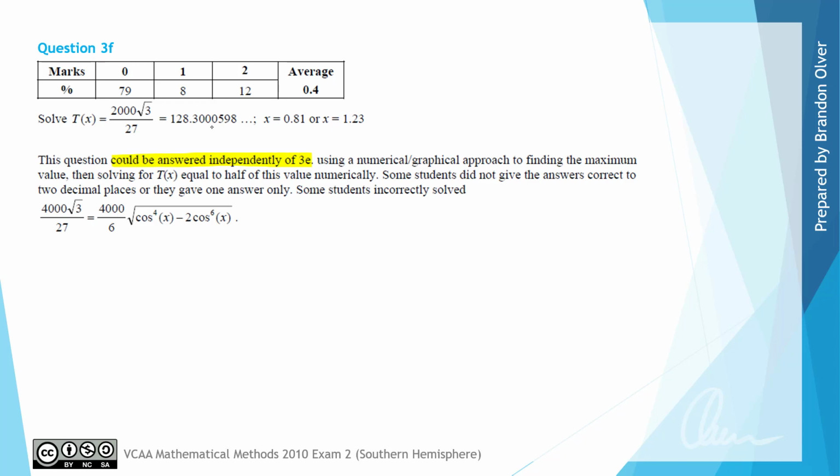Some students did not give their answers correct to 2 decimal places, or they only gave one answer, which means they would have missed marks for this question. Some students incorrectly solved this equation, which actually halved the T of x side of the equation, rather than halving the volume of Hepzibah's tomb, which was required.